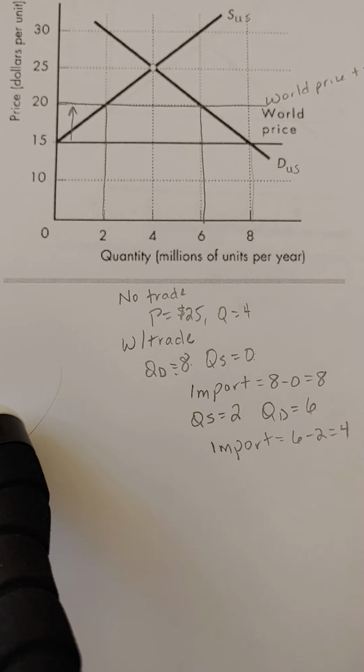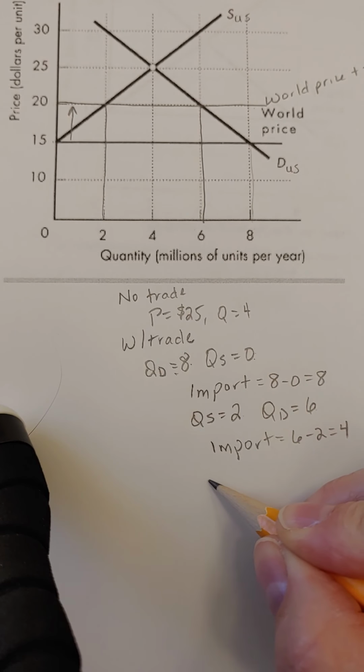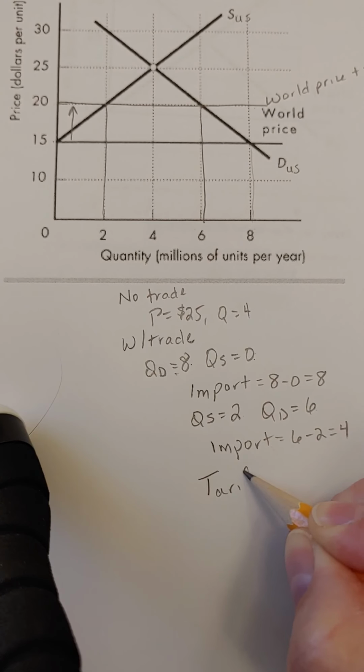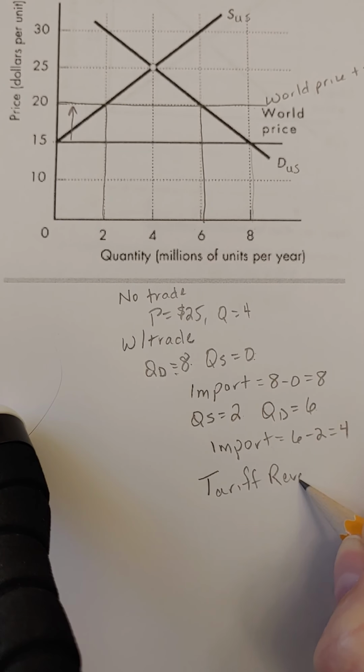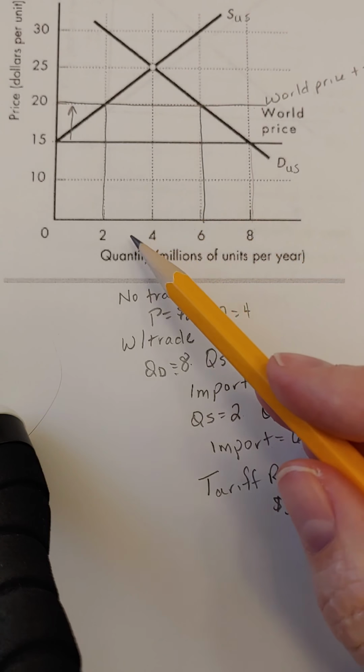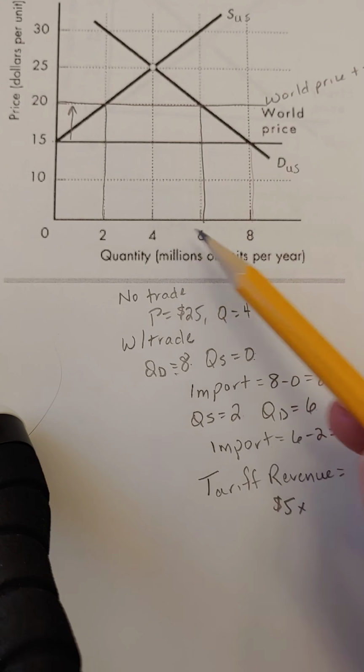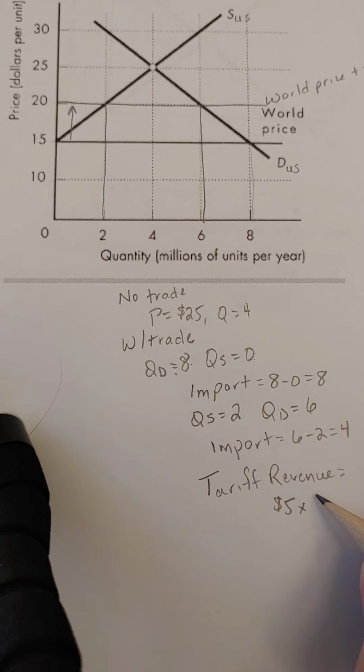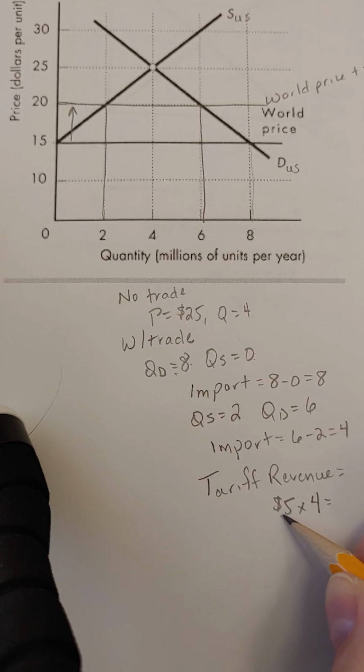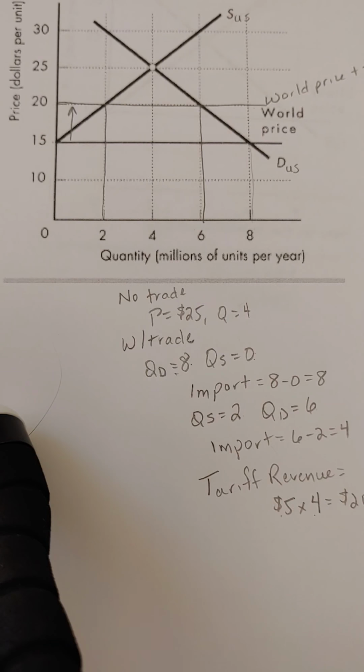Okay, but there's one more thing we want to calculate, and that's how much revenue the government will get. The government is going to get tariff revenue, and the tariff revenue is equal to the tariff rate, which we said is $5, multiplied by how many we're going to import. We said we're going to import 4, and this is in millions, so it's 5 times 4, which is 20, and if this is in millions, it should be $20 million. So the government's going to benefit because they're going to get additional revenue.